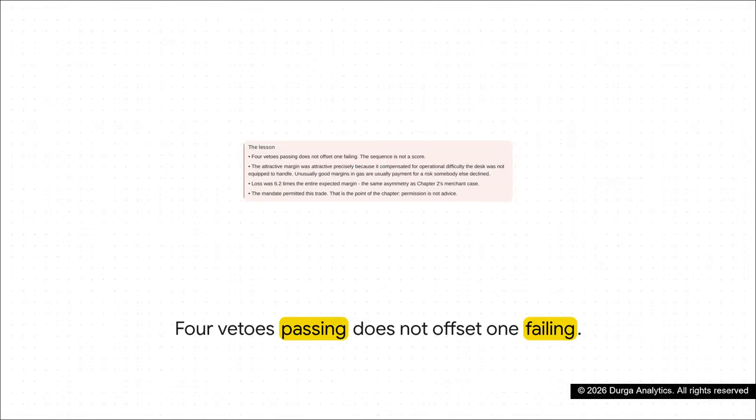Unusually good margins in gas are almost always just payment for a risk that somebody else, who was either better informed or better equipped, declined to take. 4 passing vetoes cannot magically offset the one operational veto that failed. The sequence is a hard defensive perimeter. Permission in a mandate is just permission. It is absolutely not trading advice.